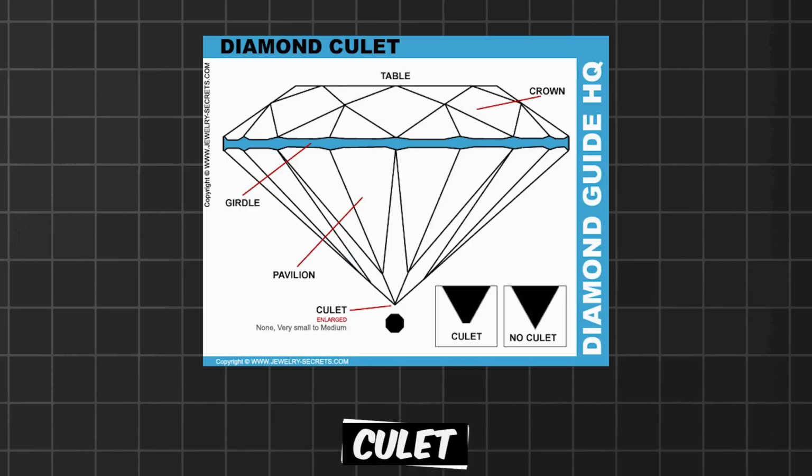Culet. Also spelled as culette. Culet. This is a very small facet on the bottom of the pavilion parallel to the table. The culet might look like a small circle or a small dot. They may not be exactly faceted.